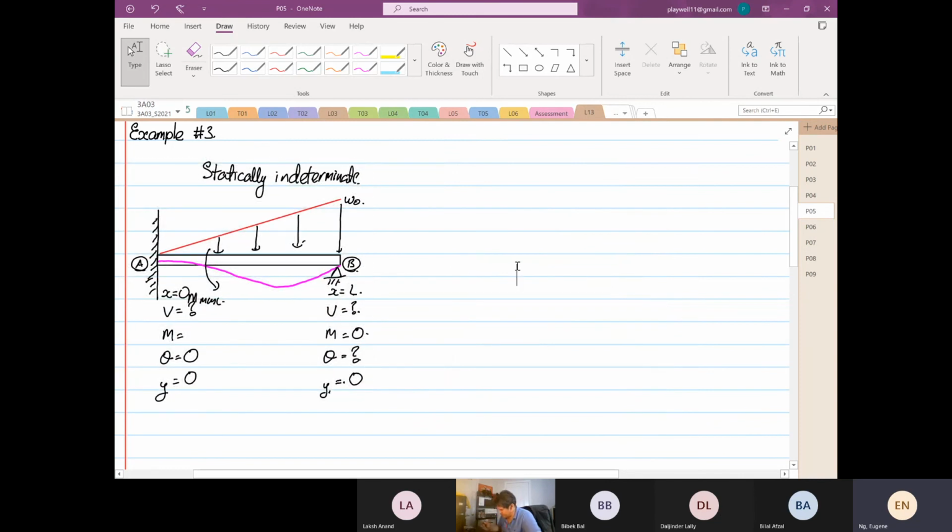Statically indeterminate. Okay, so again we use our boundary condition. Okay, we apply our boundary condition. So we don't know what is our reaction. So at x is equal to 0, we don't know what is our shear force. We know the moment will be at maximum. Theta we don't know. So theta equal to 0, y is equal to 0, and the other side we know nothing. Okay. So we can start using the integration method now.